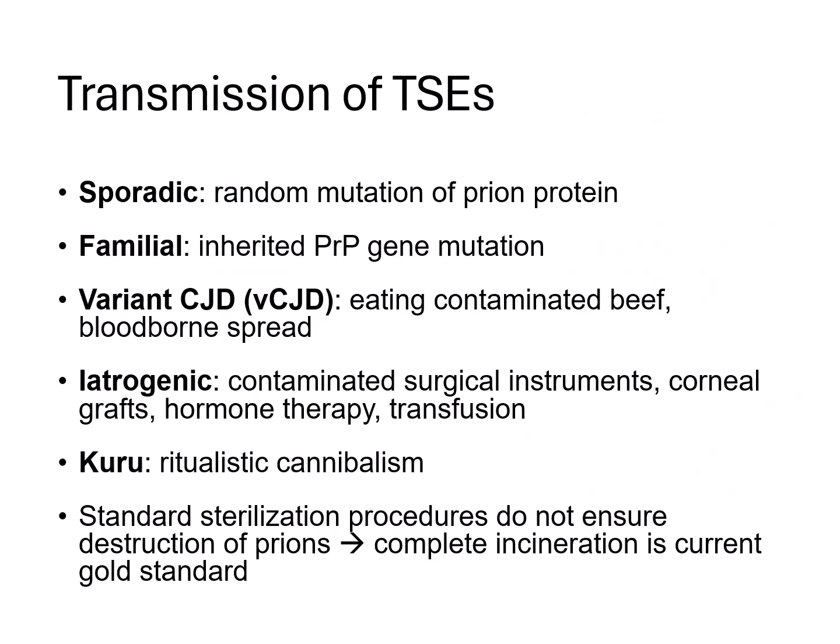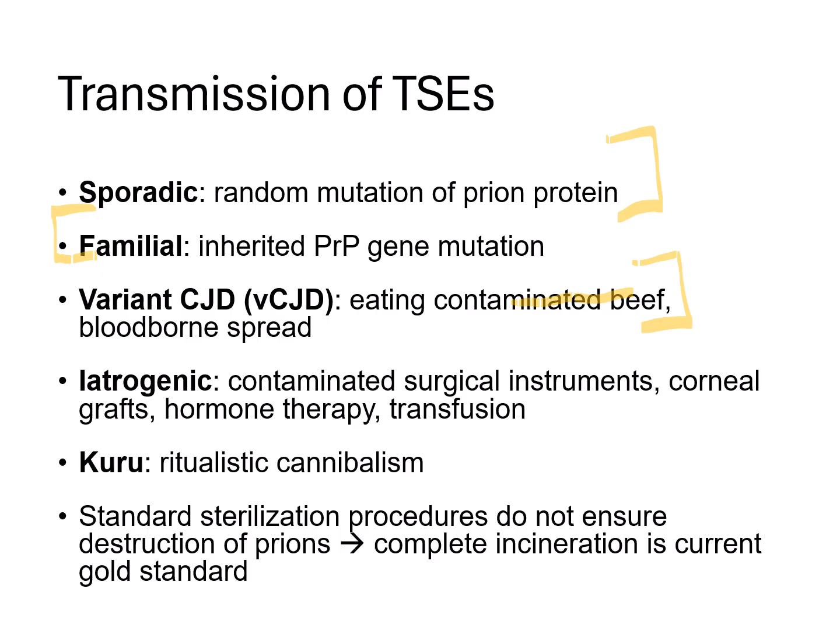Transmission of TSEs, transmissible spongiform encephalopathies, unfortunately can arise in several ways. So different ways prion diseases can arise is sporadic. This means there's a random mutation of that cellular prion protein to form the scrapie form. Familial is inherited, when you inherit the gene mutation. Variant Creutzfeldt-Jakob disease occurs when you eat contaminated beef. So cows might be infected, and if you eat the meat from that cow, you can get sick.